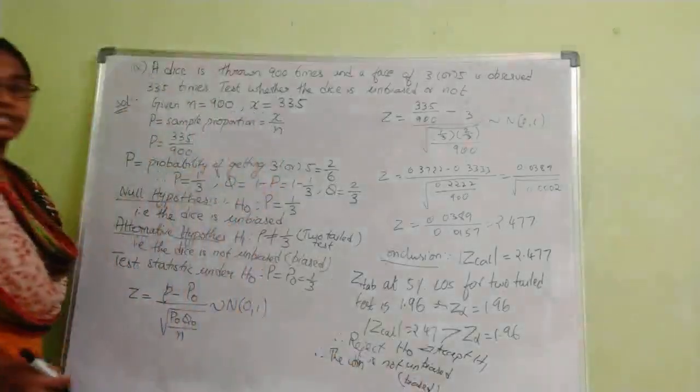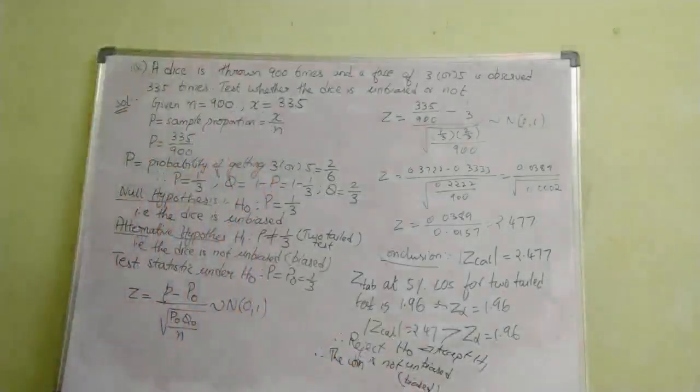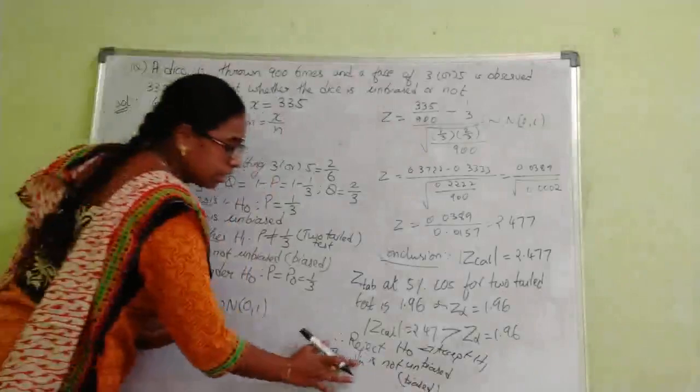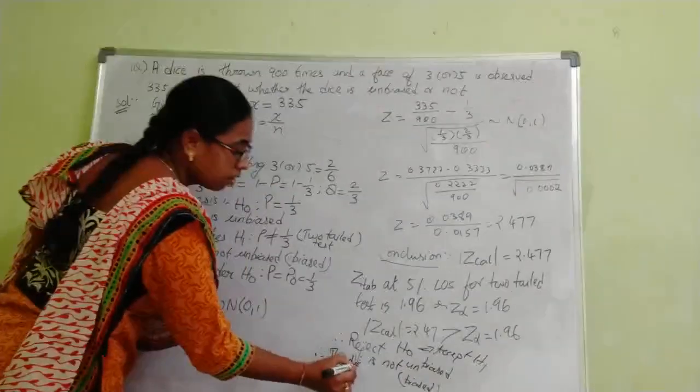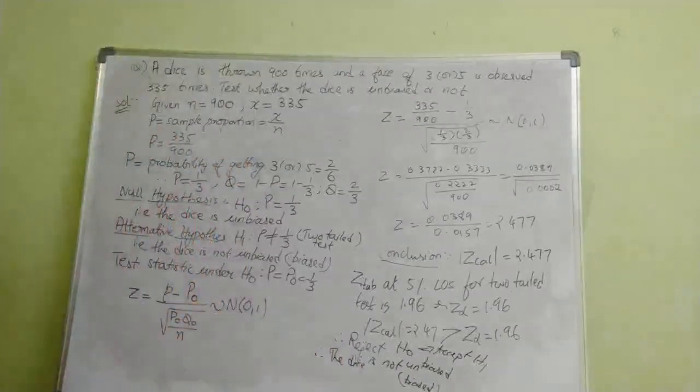So there is some difference in the dice. The dice is not unbiased. So there is some difference in the dice. So it is not an unbiased dice. So in this way we are going to solve the problems related to the one proportion. So in the next class we will continue with a few more problems which are based on the single proportions.